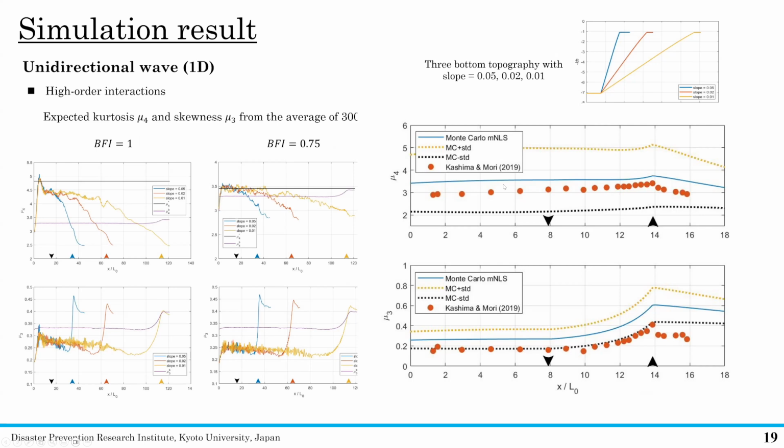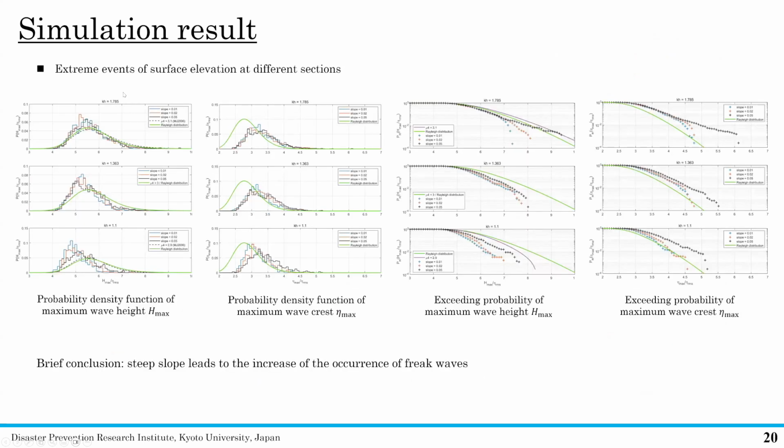And then that is a direct result about wave height distribution. The green line is the Rayleigh distribution for the linear theory, and the different colors, black, blue and red, are the results from different slopes. And we can see that the black slope gives a much higher value at the very large values of the extreme wave height, and that is the 1D result.